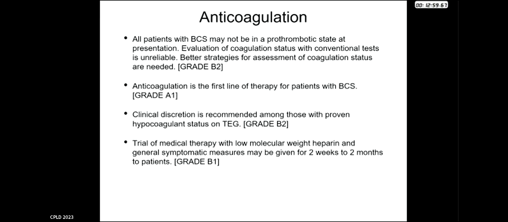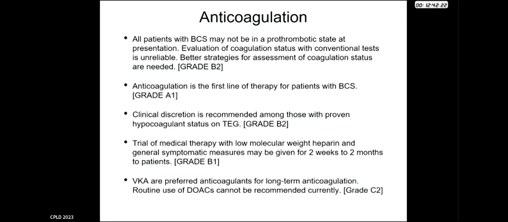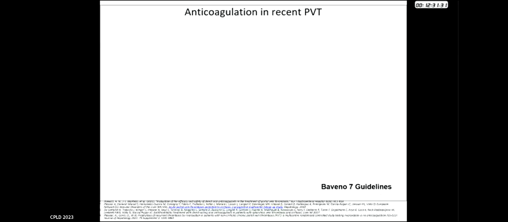The key thing here was that the choice of anticoagulation for this initial therapy is not VKA or DOACs. It is actually low molecular weight heparin, and all the evidence for the initial therapy is with low molecular weight heparin, which may be given for a period of 2 weeks to 2 months. For the long-term anticoagulation, VKA are preferred, and routine use of DOACs cannot be recommended currently, a weak recommendation with weak evidence.